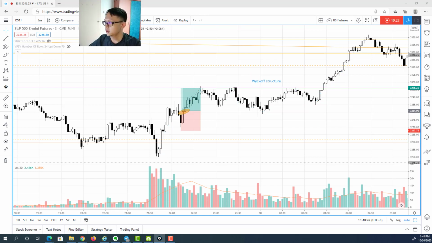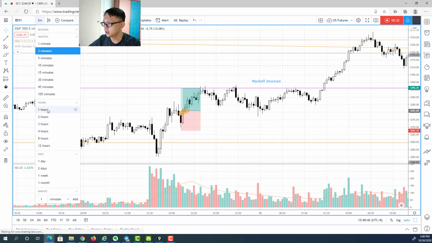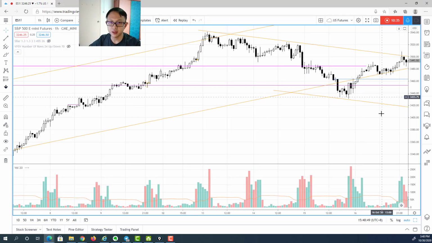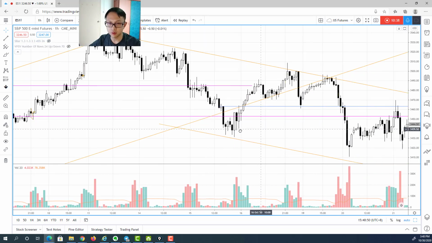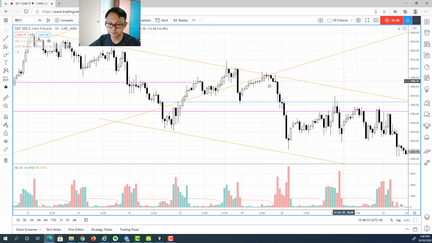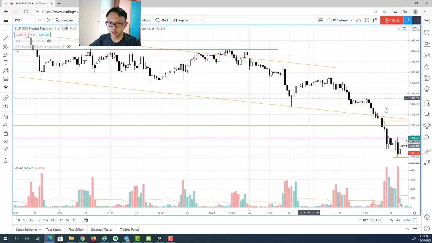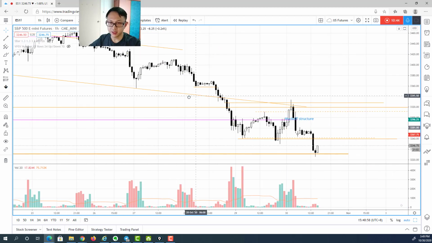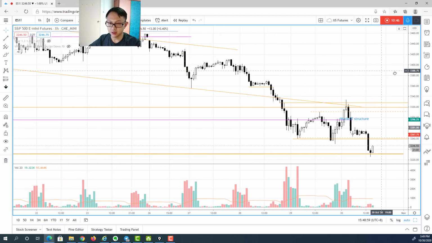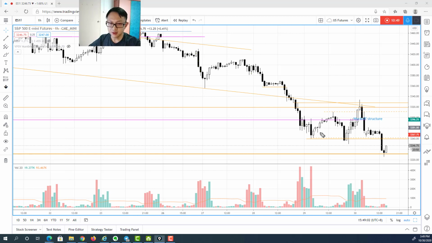Alright, so I think that's the trade review. Let me get down to the hourly time frame and let's talk more about the current market condition. As I just pointed out earlier, yesterday we saw this first hour bar create a spring type of action, which is a false breakout.